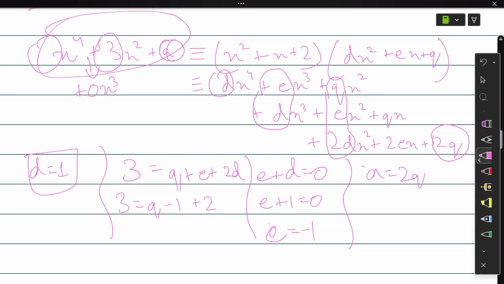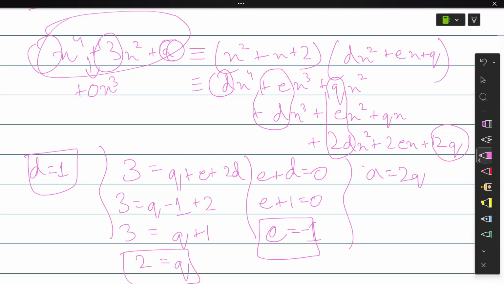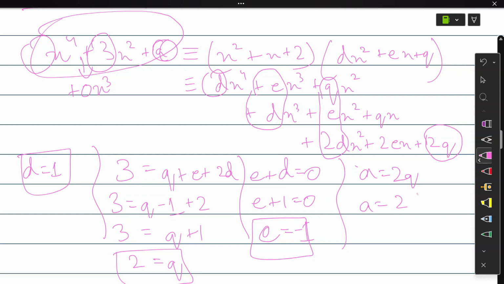So q minus 1. Why? Because e is minus 1, for goodness sakes. So q plus minus 1 plus 2. That gives us 3q plus 1, 2. Q equals 2. There you go. That's q, and now a must be equal to 2 times 2, and that is a equals 4.